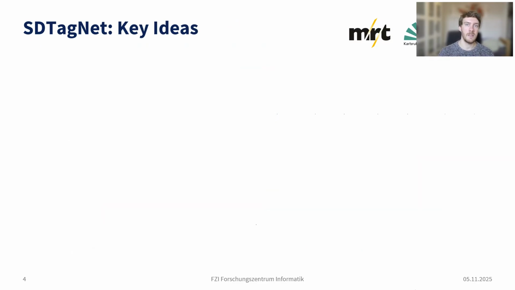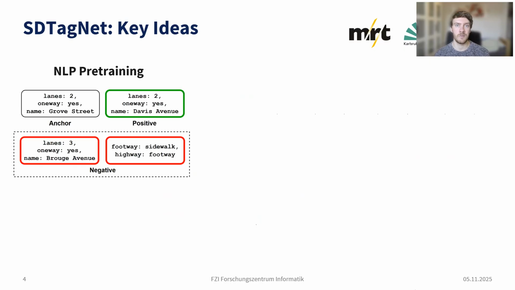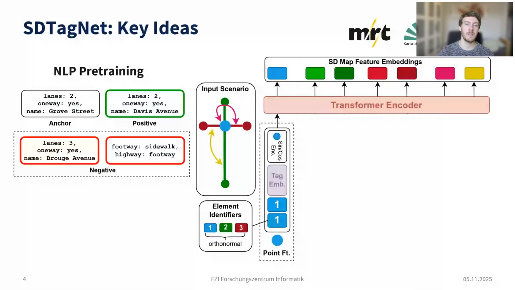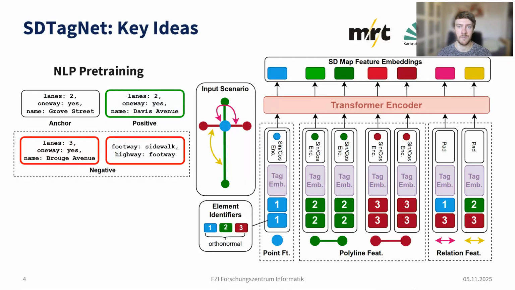Some key ideas of SDTagNet are: we have a custom self-supervised NLP pre-training procedure for the BERT encoder using contrastive learning. This is needed because standard pre-trained encoders do not perform well on the highly specific nature of OpenStreetMap text annotations. And also we have a flexible query design using orthonormal element identifier vectors from the field of graph transformers that allows us to represent points, polylines, and relational features all as standard transformer tokens usable by a standard transformer architecture.